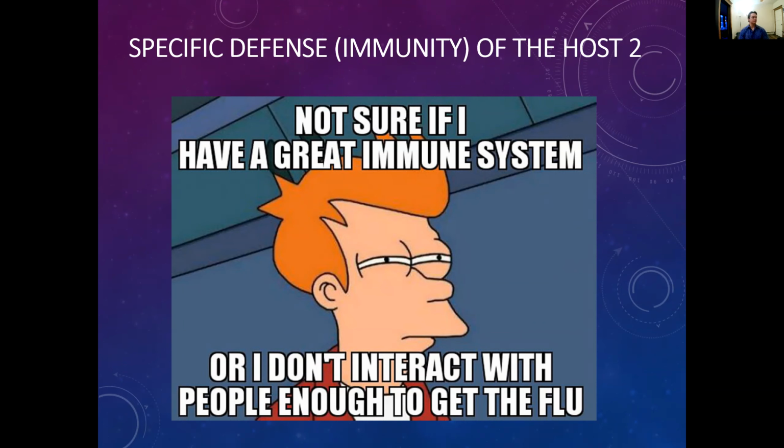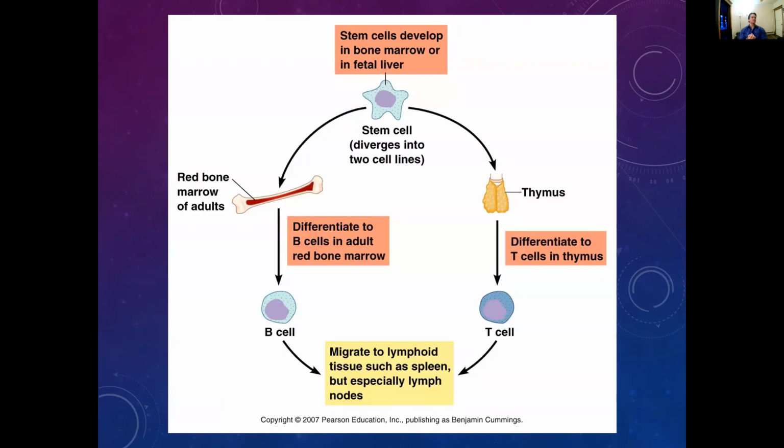Okay, so specific host defense part 2. Again, just as a bit of a review from last time. Remember, last time we spoke specifically about this left half, the B cell half of the diagram, but both B cells and T cells originate from stem cells in adult red bone marrow or in the fetal liver. Some cells then pass through the thymus, which will then emerge as T cells, while others will go through the bone marrow and become B cells. Both types of cells then migrate to lymphoid tissues such as the lymph nodes or spleen.